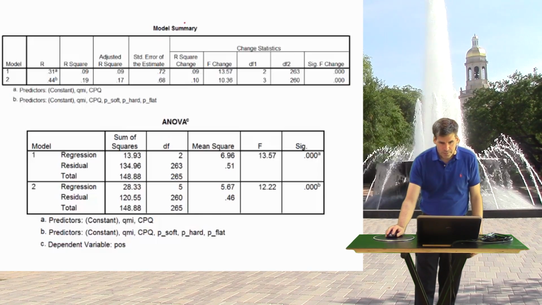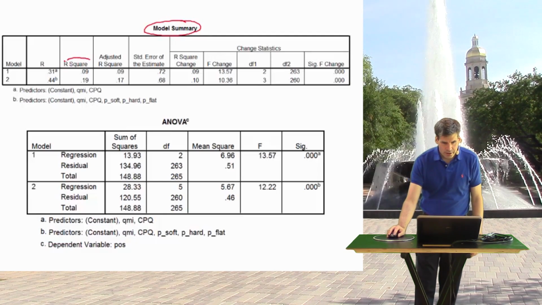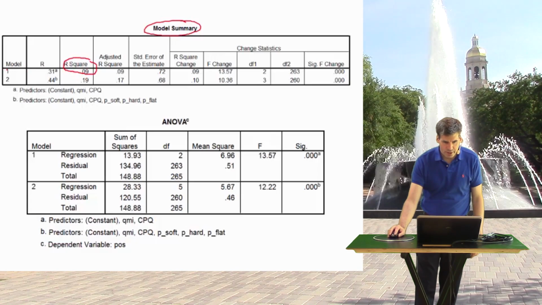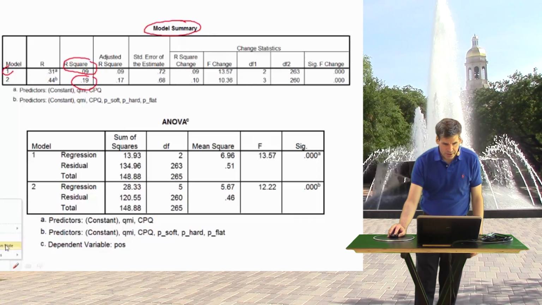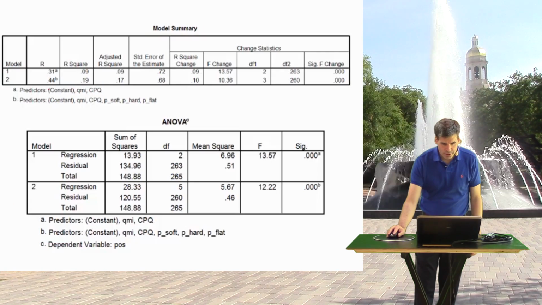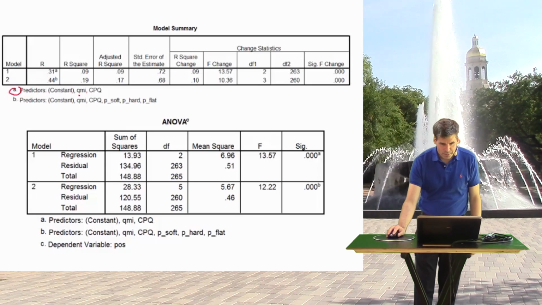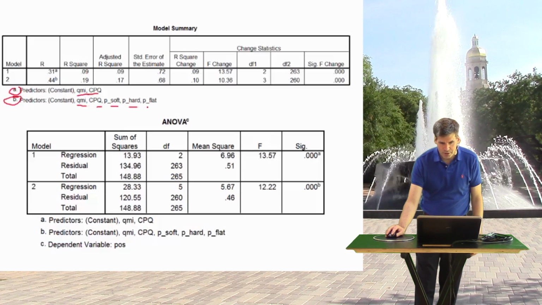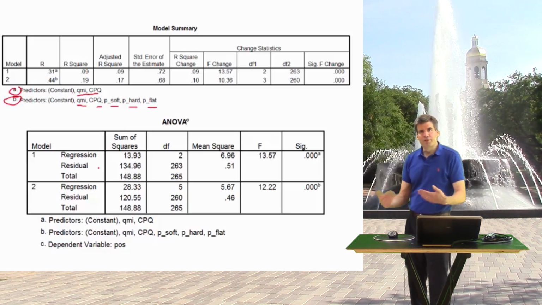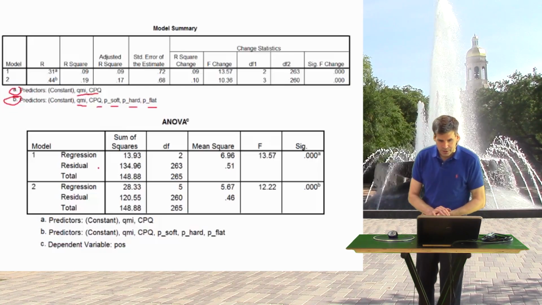So we have the model summary. Recall from before, we had an R squared reported up here, but now we have R squared for model 1 and R squared for model 2. If you're ever confused about what variables were used, down here at the bottom it says A, this is for model A, or model 1. The predictors were the QMI and CPQ. B, for model 2, predictors were QMI, CPQ, plus soft emotion, hard emotion, and flat emotion.